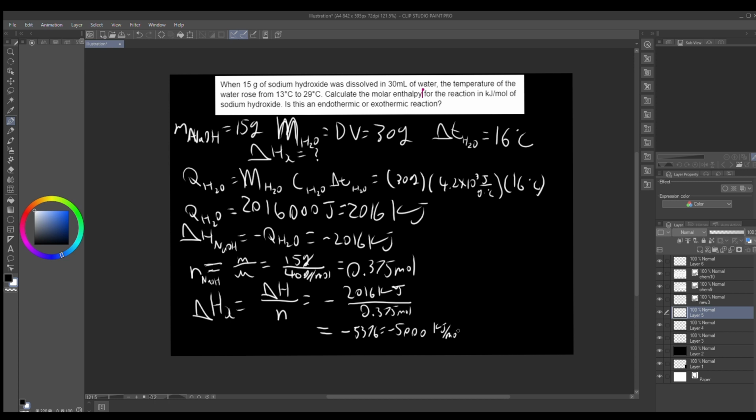kilojoules per mole. And so this is our final answer, and since it's a negative value, that means that it is an exothermic reaction. Exothermic. The energy from the NaOH is getting released into the surroundings, which, in this case, is water. And so that's how you would solve a pretty simple calorimeter question. So if you want to take some notes real quick, feel free to do so.